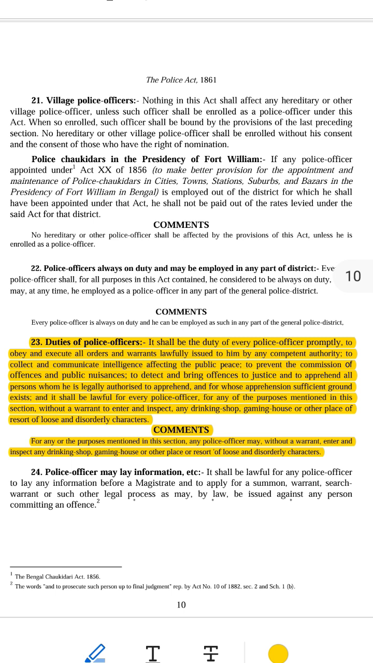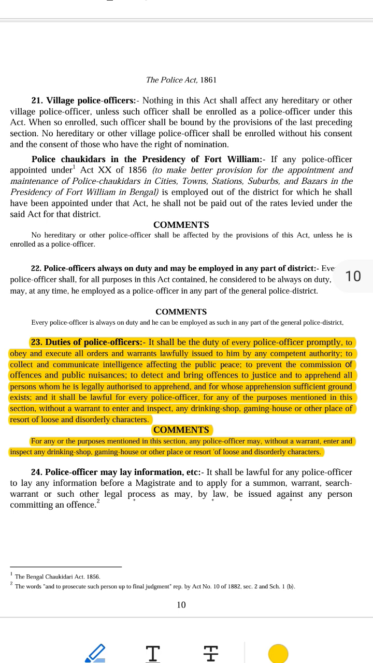Let's break it down. 1. Obey orders and warrants. What does this mean? If someone with legal power, like a magistrate, orders or issues a warrant, the police must follow it quickly. An order is like, go to this place and handle the situation. A warrant is permission to arrest or search someone legally. Example, if a magistrate tells the police to arrest a thief, the police must act immediately and arrest the thief.